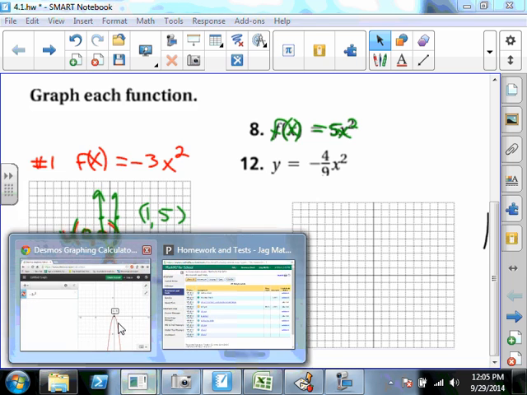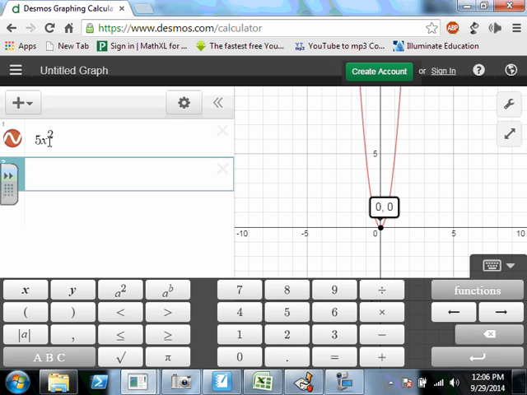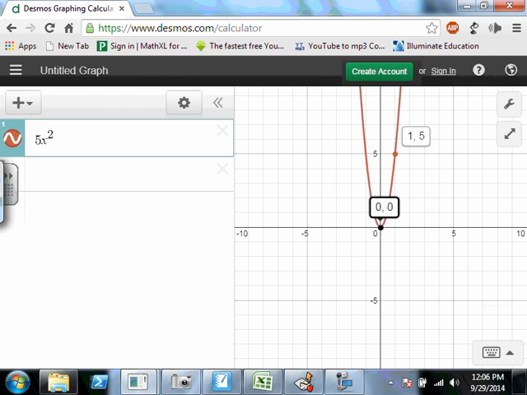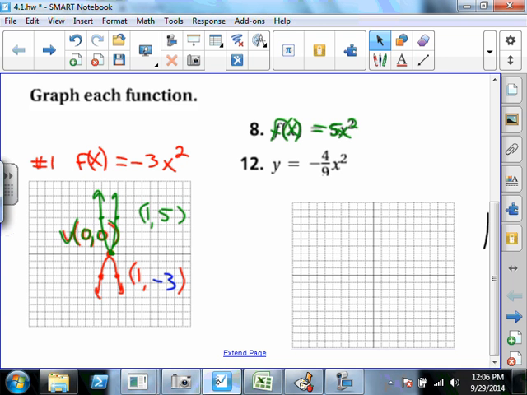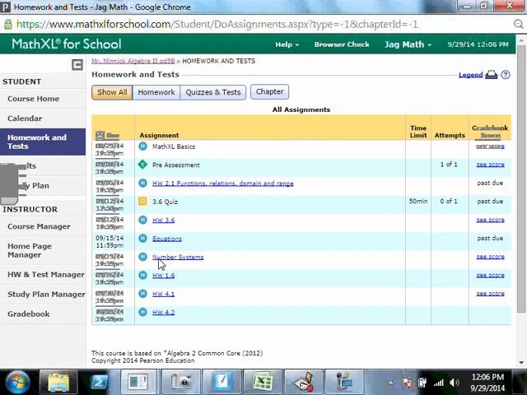So let me go back to Desmos for a second. Let me change that negative 3 to a positive 5, and let me press enter and see what happens. And let's see, does it go through the point 1, 5? Yes, it does. Good. How's everybody doing with the first couple? All right. Are there any questions? Well, now that we've got that, let's go to Math Excel, and let's see if we can't do a couple in Math Excel.